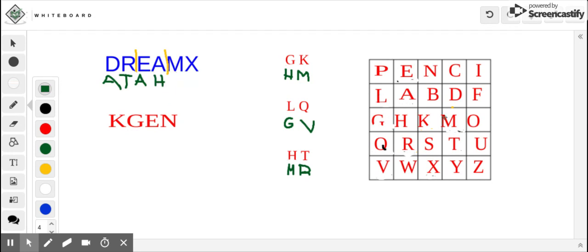Okay, and then we're going to find M and X, and that forms a rectangle. So just like we did with the HT and DR, we're going to find the opposite horizontal-wise. So M is going to become K, and X is going to become Y.